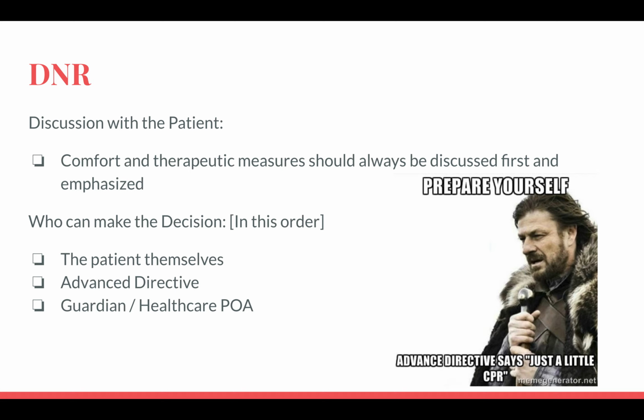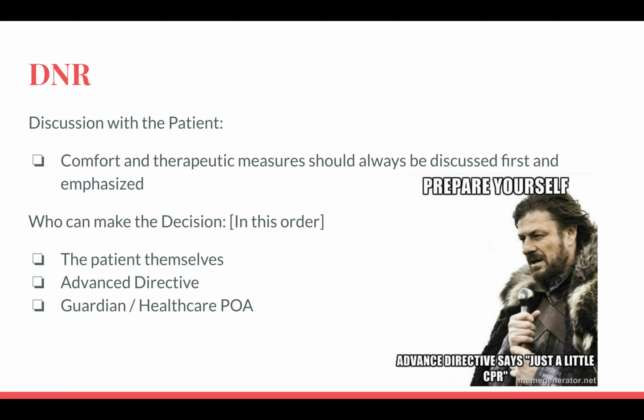So the first one is DNR. Whenever you're going to discuss DNR status with a patient, it's always important to discuss comfort and therapeutic measures first, and those should be emphasized. So we're seeing a patient in the ER for whatever surgical or traumatic issue. We always want to discuss what we're going to do for what they came in for. And then at the end of that discussion is probably when bringing up DNR status or code status should be addressed. You don't want to walk into a room and ask the patient if they're DNR-CC before asking about the rest of their problems.